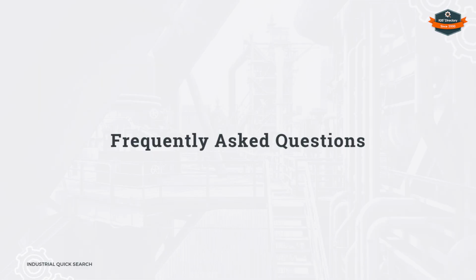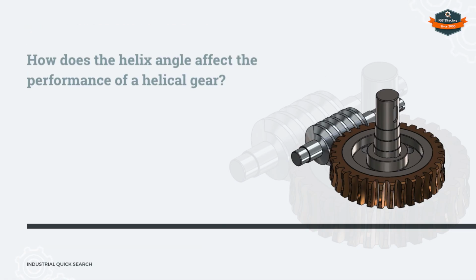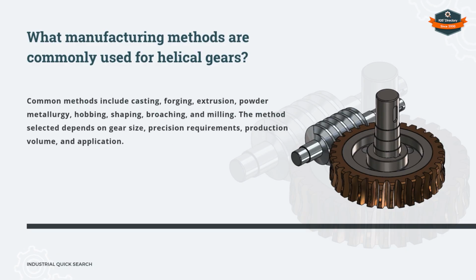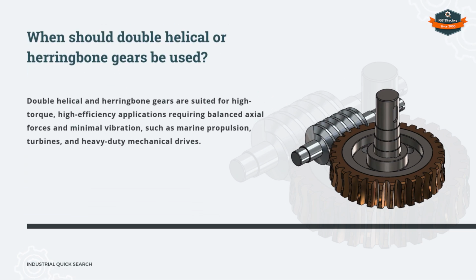Frequently asked questions. What are the main advantages of helical gears over spur gears? How does the helix angle affect the performance of a helical gear? What manufacturing methods are commonly used for helical gears? When should double helical or herringbone gears be used?